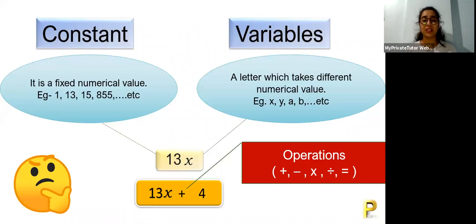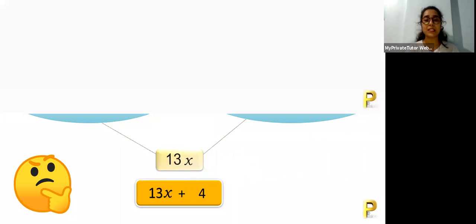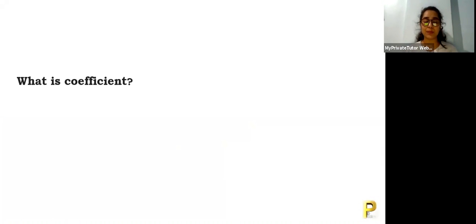Okay, so what are these signs called? Operations. Now these are some basic things which I'm telling you, you might have learned in your previous standard as well, but before doing the part, it is very important that you should know all this. Okay, so let's move towards the next part that is also again important.